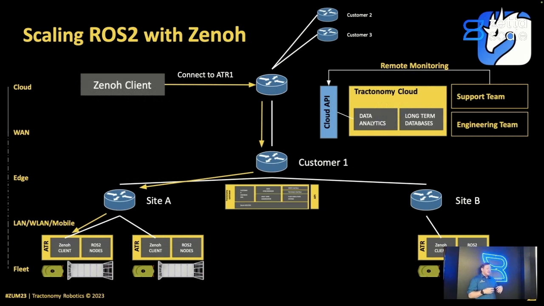We actually expanded the use of it by including multiple Zenoh routers in each site of a customer. Then for each customer, they would aggregate their sites, and then we have multiple customers, so we aggregate those again. Then in our cloud we also have a Zenoh router, which connects directly to the robots, and we can route everything through Zenoh.